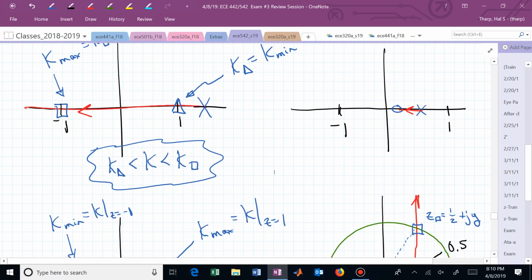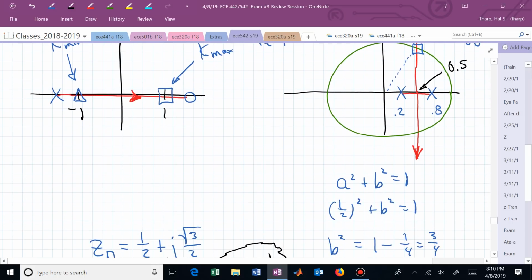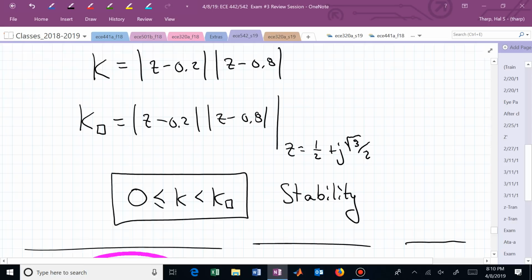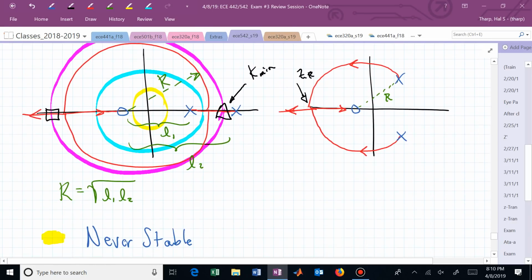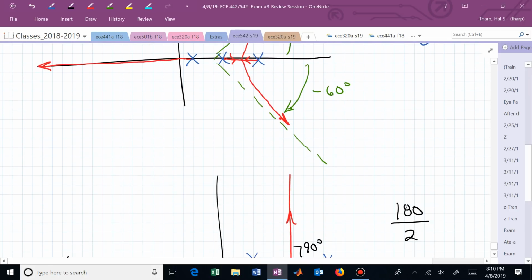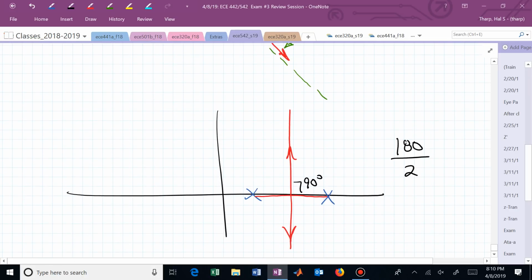Other questions before we shut it down? You should be getting a pretty good handle on sketching these very basic root locus patterns. I don't see any hands, and I've blindfolded myself, so I'm not seeing any more hands, even if they are up. Good luck on exam number 3.